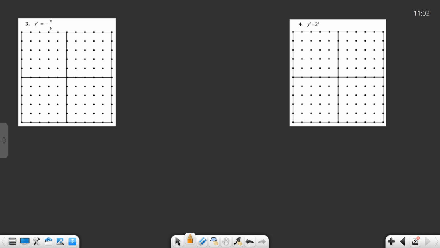Do you have any idea what function would generate negative x over y as the derivative? Good, because I would be worried about you if you did. So let's do the slope field and see if we can figure out what that graph would look like. And we'll use a little bit of logic here. Let's start at 0, 0. What happens at 0, 0?